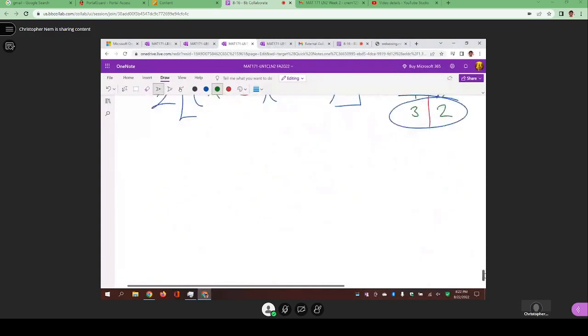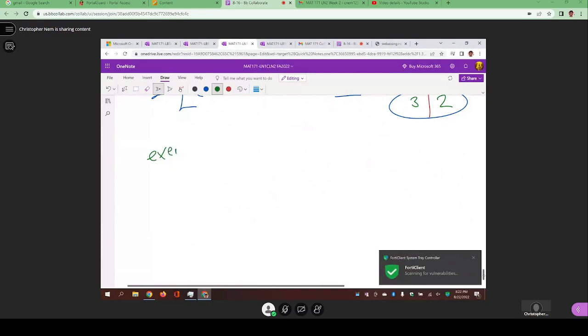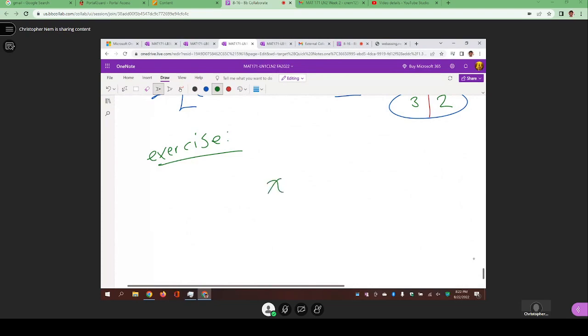So I encourage you guys to try this exercise right here. Try out x cubed plus x squared minus 17x squared plus, let's do 72. Try this out right here.